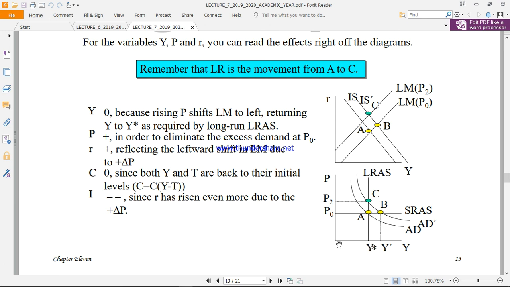There, Y star. So the price is going to increase, that is in the long run, in order to eliminate the excess demand. Because at the short run price P naught, there's just too much demand there. Okay, so prices are going to increase so as to eliminate the excess demand. And then the rate of interest is just going to increase more. These things, man, they are very bad. So the rate of interest is going to increase, reflecting the leftward shift in the LM curve.